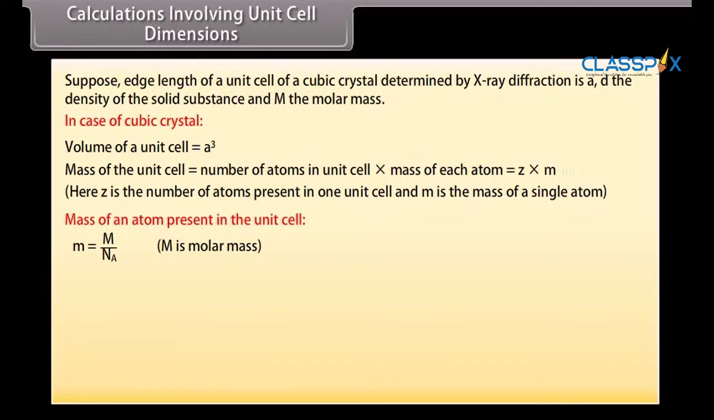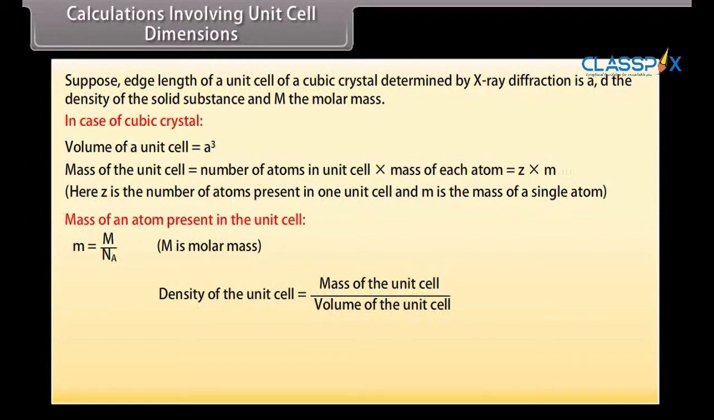M is the molar mass. Density of the unit cell is equal to the mass of the unit cell upon the volume of the unit cell. Therefore, it is equal to z times m upon a cubed, which is equal to z times M upon a cubed Nā, or d is equal to zM upon a³Nā.